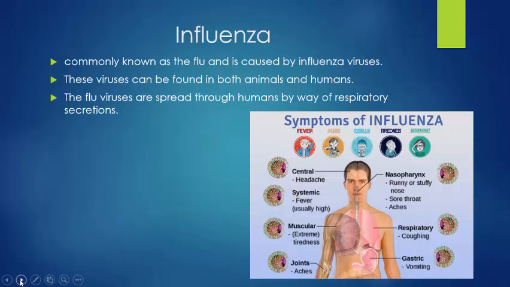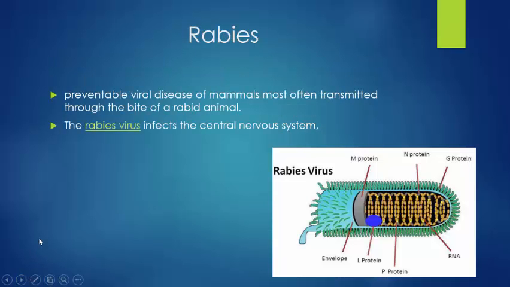The third virus is rabies. Rabies is a preventable viral disease of mammals most often transmitted through the bite of a rabid animal. The vast majority of rabies cases reported to the Centers for Disease Control and Prevention, or CDC, each year occur in wild animals like raccoons, skunks, bats, and foxes. The rabies virus infects the central nervous system, ultimately causing disease in the brain and death.